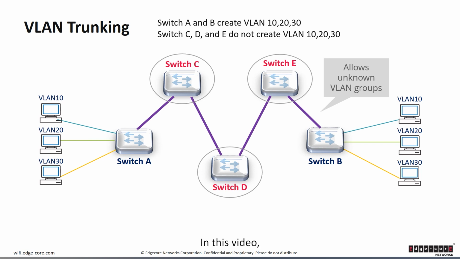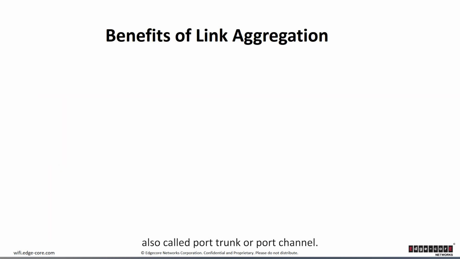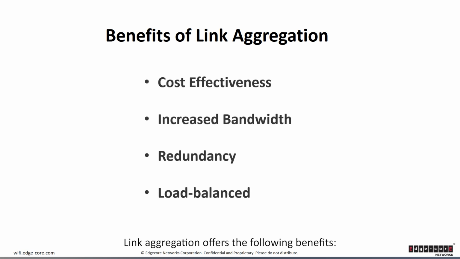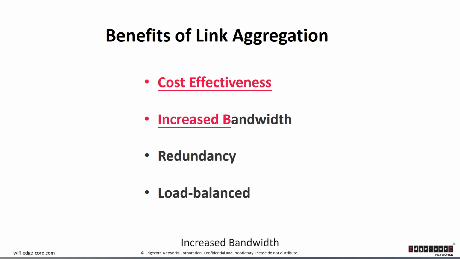In this video, we are talking about the link aggregation, also called port trunk or port channel. Link aggregation offers the following benefits. Cost effectiveness. Link aggregation can improve bandwidth without buying new equipment. This can save money on a physical network upgrade. Increased bandwidth. The aggregated physical links offer higher bandwidth than a single link.